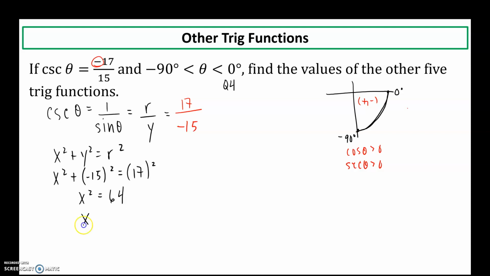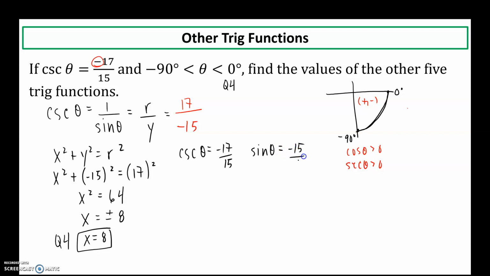So now x, when I take the square root, I could be positive or negative. But because I'm in quadrant 4, my x-coordinate has to be my positive value, okay, because I'm in Q4. All right, so let's go with what we know. If cosecant was given, then I automatically know the sine is its reciprocal, so negative 15 over 17.